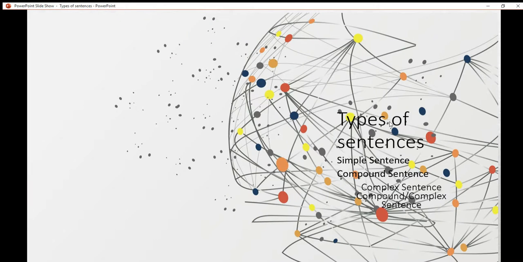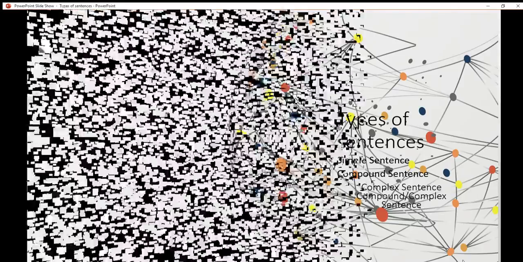Today we're learning about types of sentences. The types of sentences we're learning about today are the simple sentence, the compound sentence, the complex sentence, and the compound complex sentence. Let's learn more about sentences.